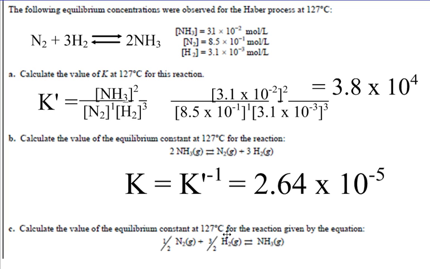Lastly, they've halved all of the reaction. So if we take this K and take the square root of it, or raise it to the 1/2, we would find the K for that value.